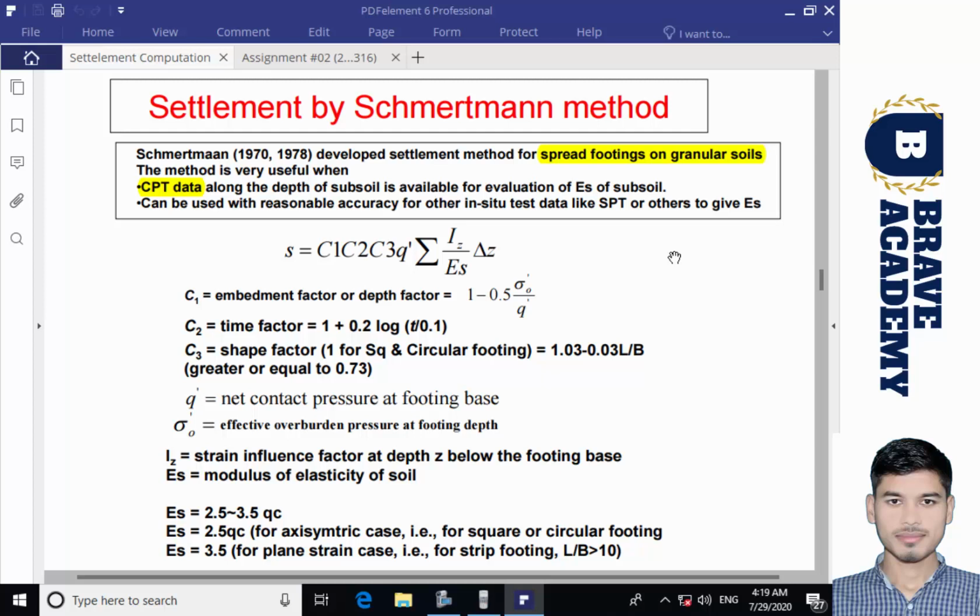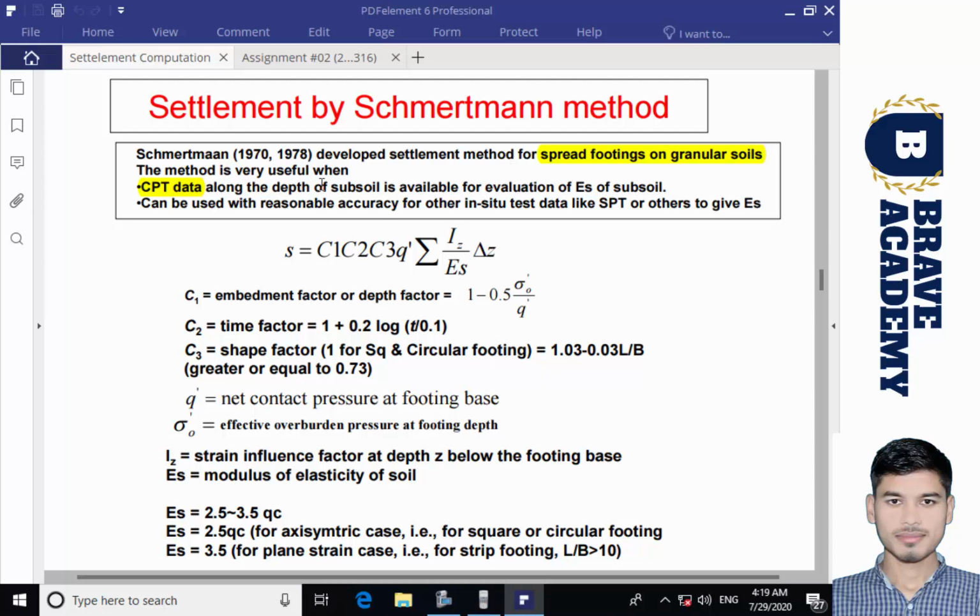In the previous video, we discussed the Jambu and Bjerrum method to compute the elastic settlement in the soil. In today's lecture, we will discuss Schmertmann's method to compute the elastic settlement in soils. The Jambu and Bjerrum method is mainly for clayey soils, and Schmertmann's method is mainly for granular soils, sands. So Schmertmann's method developed a settlement method for spread footing on granular soils.